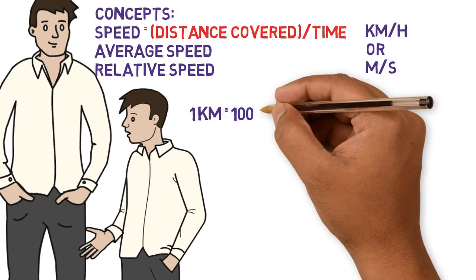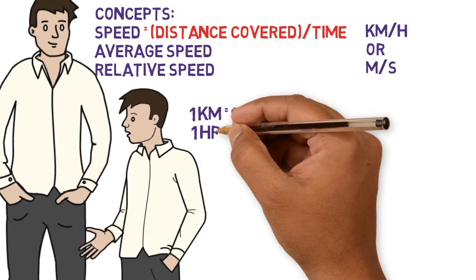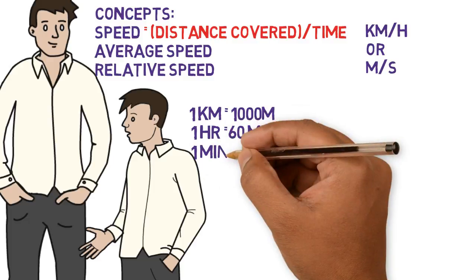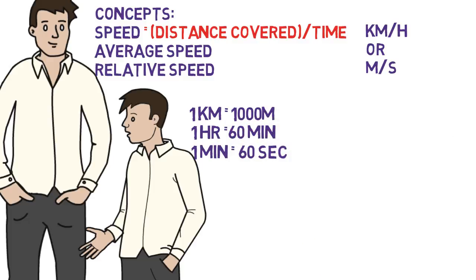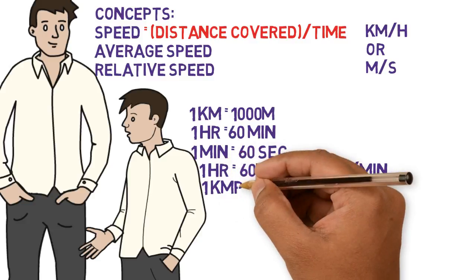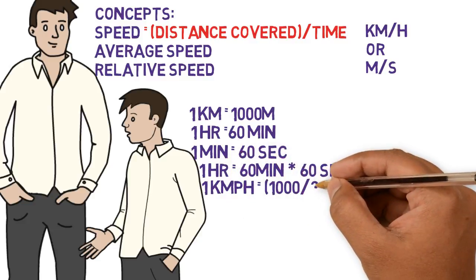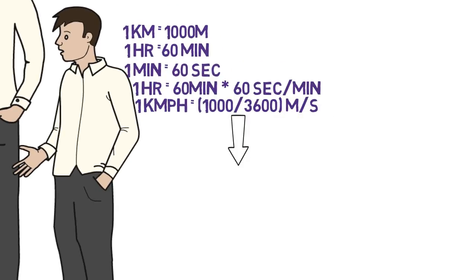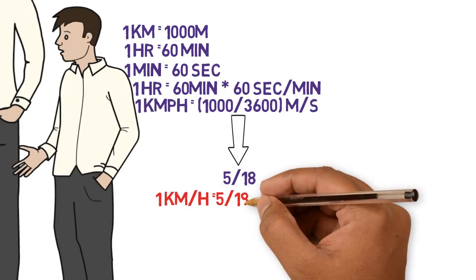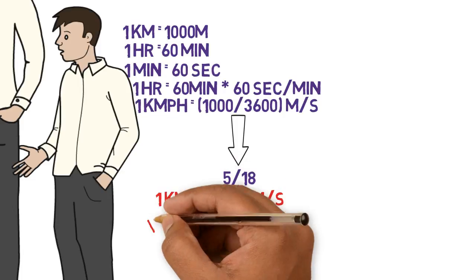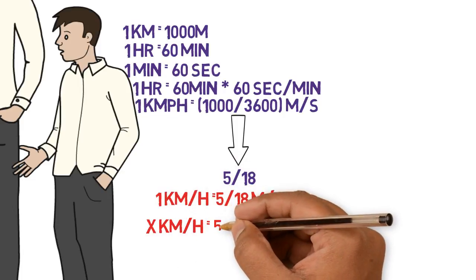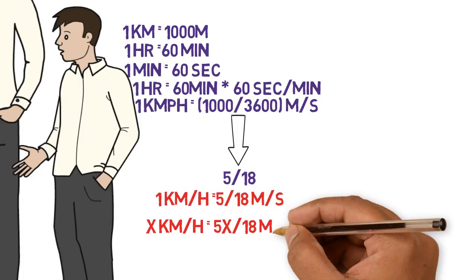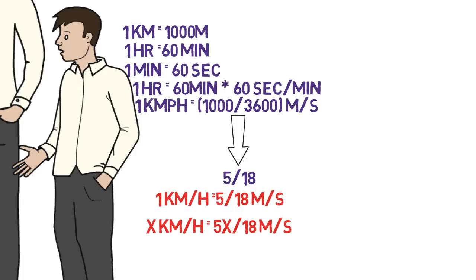Well, in 1 kilometer we have 1000 meter, and in 1 hour we have 60 minutes, and in 1 minute we have 60 seconds. So in 1 hour we have 60 into 60 seconds. Therefore in 1 kilometer per hour we have 1000 divided by 3600 meter per second, which can be reduced to 5 divided by 18. Hence we can say that in 1 kilometer per hour we have 5 by 18 meter per second, and in x kilometer per hour we have x multiplied by 5 by 18 meter per second.